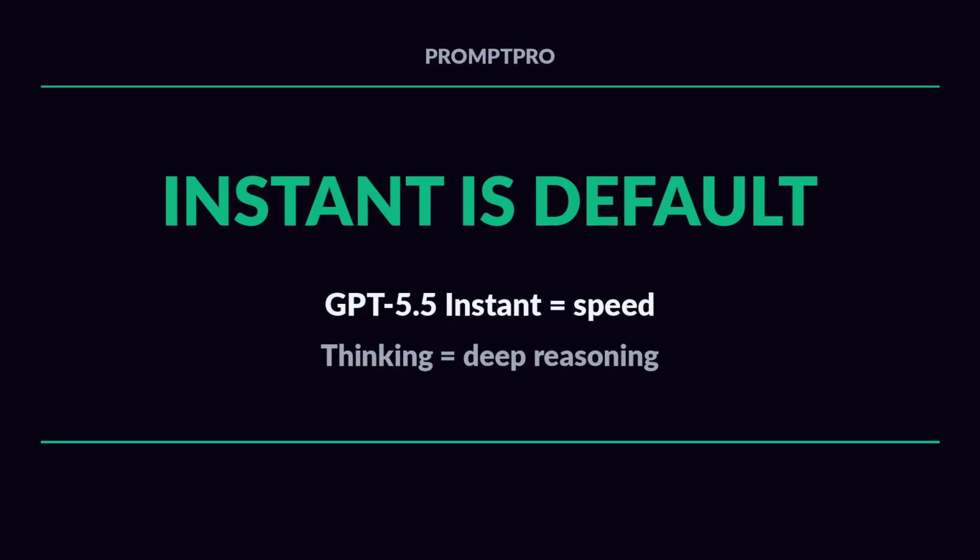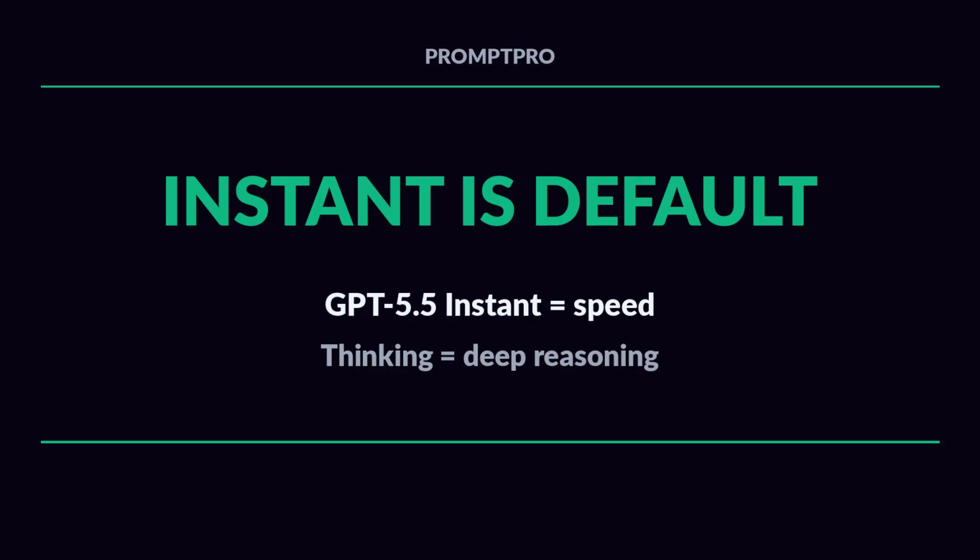Step 2. Identify Instant versus Thinking. When you open that selector, you'll see the active model. That's GPT 5.5 Instant by default. And you'll see an option for a thinking or reasoning mode. Instant is your fast lane. Thinking is your slow, careful lane. The names might shift slightly over time, but the pattern stays the same. One is built for speed, one is built for depth. Learn to spot which is which, and you've already solved the problem.